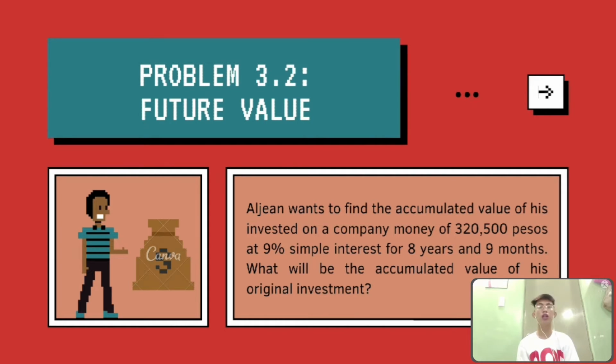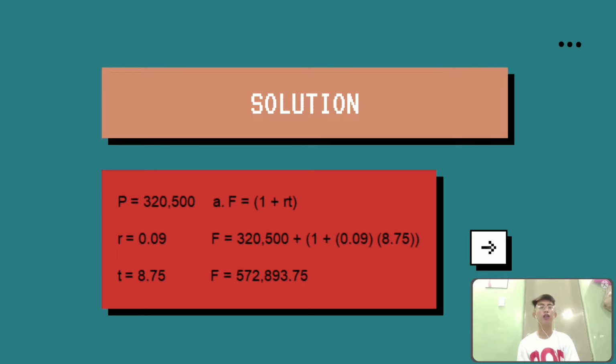What will be the accumulated value of his original investment? Just like before, let us list down the given information. Principal is 320,500. Our rate is 0.09. To get the time, we have to add 8 years to 9/12. That means our time is equal to 8.75.